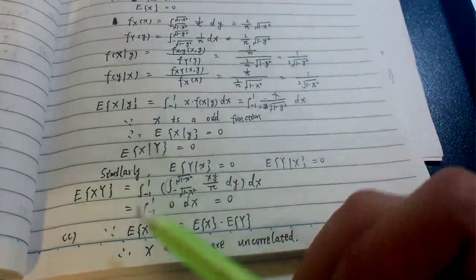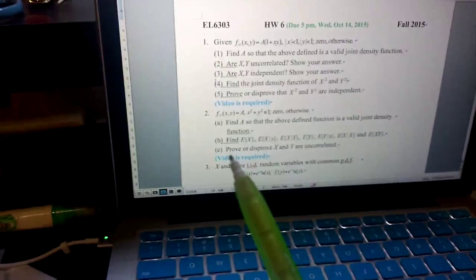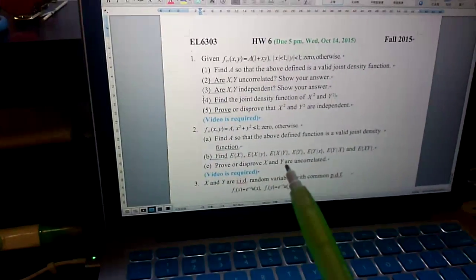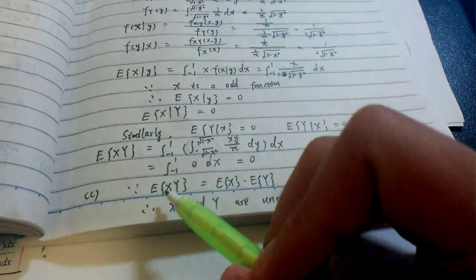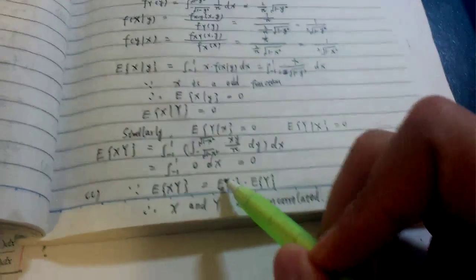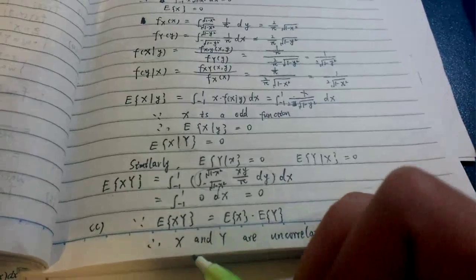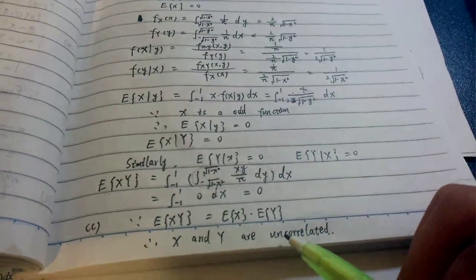Then we can get the third part. The third part asks about whether X and Y are uncorrelated. That is, E[XY] is equal to E[X] times E[Y], so X and Y are uncorrelated.